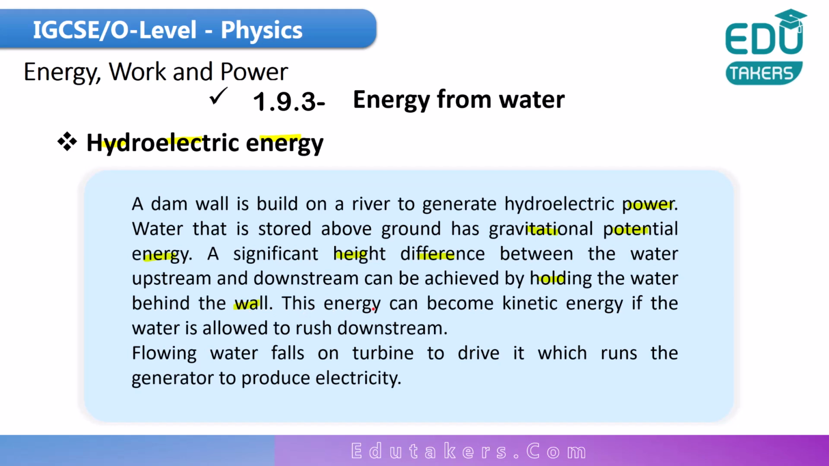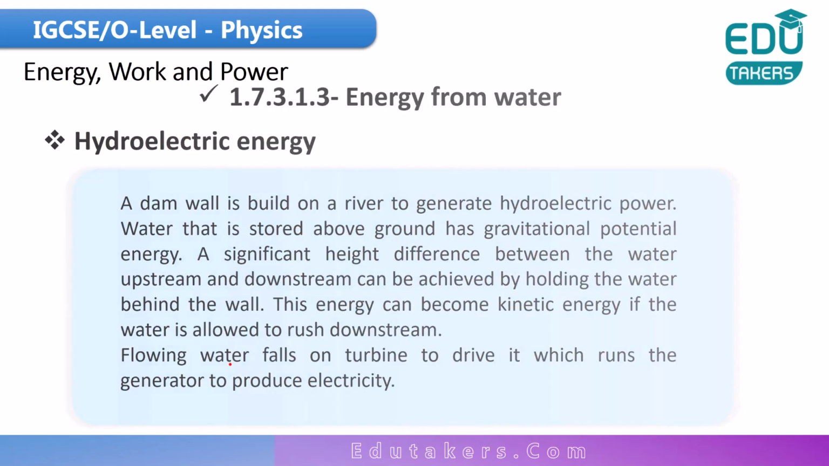By holding the water behind the dam wall, you can produce the significant height difference between the water upstream and the downstream. The gravitational potential energy can be converted into kinetic energy if the water is allowed to rush downstream. Flowing water falls on the turbine to drive it, which runs the generator to produce the electricity. In this way, we can obtain the electrical energy with the help of hydroelectric energy.